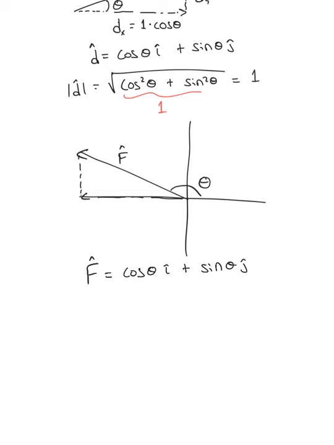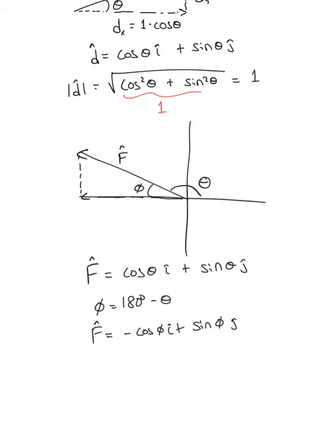I could also take this angle phi. So if the angle with the negative x-axis is phi, that is phi equals 180 degrees minus theta. I could also write f hat as negative cosine of phi i hat plus the sine of phi j hat, where this is the i hat and this is the j hat.